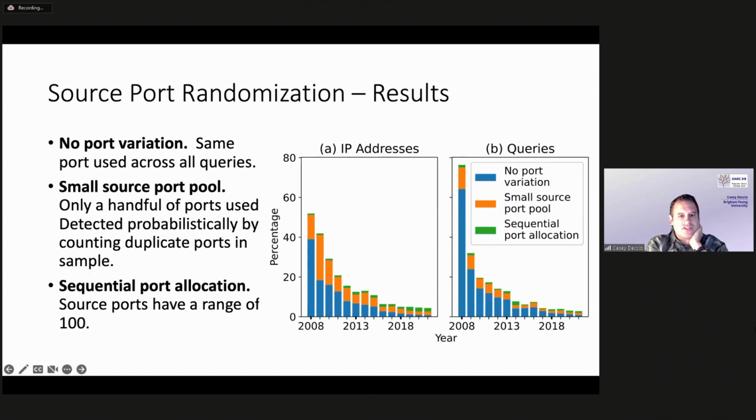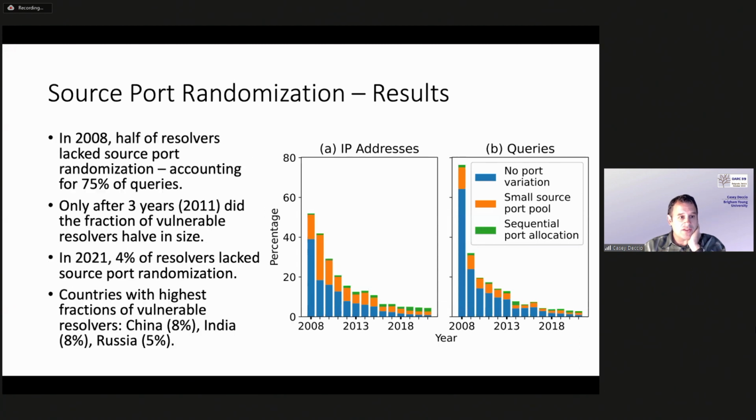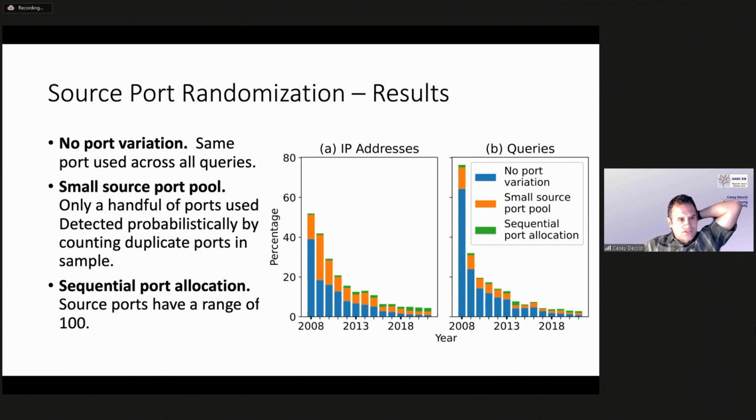Okay, so the first thing we wanted to look at that goes back to our previous research was source port randomization, looking at it over time from 2008 to 2021, which was the DITL data that was available to us at the time we ran this. Oh, here we go. Sorry, let me go back.